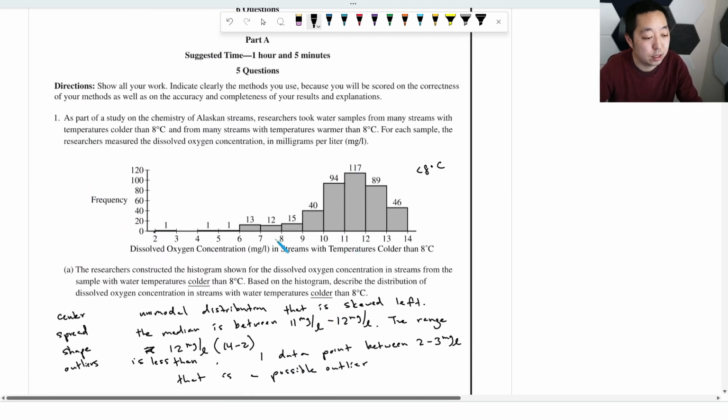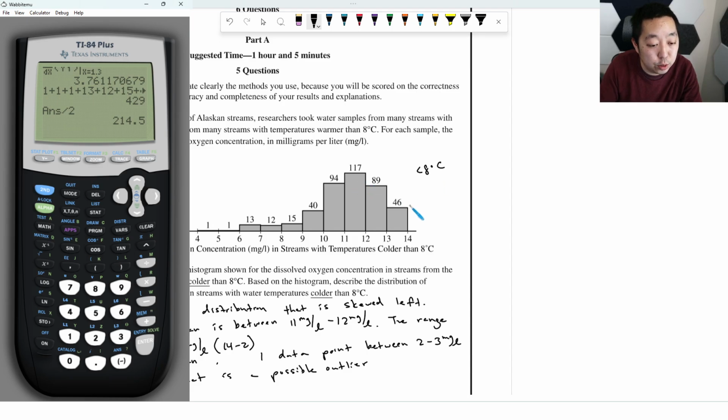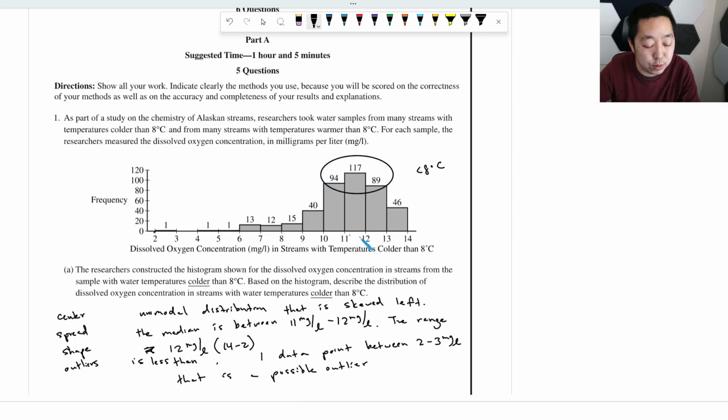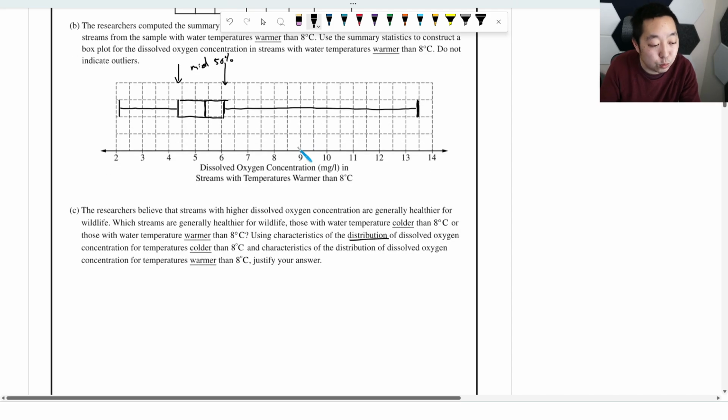Because if you add all these up, maybe I'll just use a calculator, add up all those numbers real quick. So in the interest of time and not showing you me do the calculator, there's 429. Half of that would be like 214. So 214 is going to be somewhere around, like how this is the median. But what's the center? 214 is definitely going to be in here, right? That's going to add up to more than 214. So the center between 10 to 13 contains more than 50%. And here 50% is between 4.39 to 6.12. So, that's one way I would justify it.